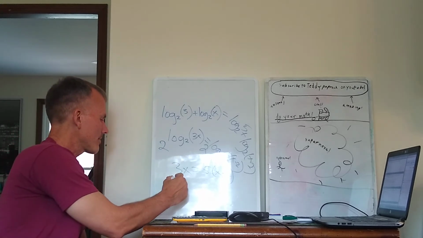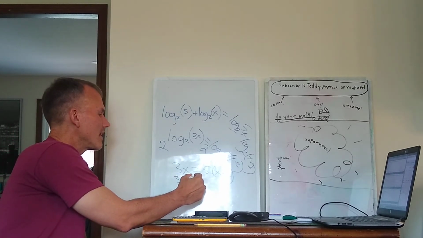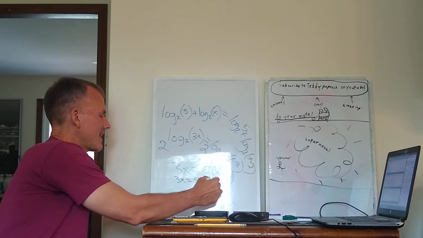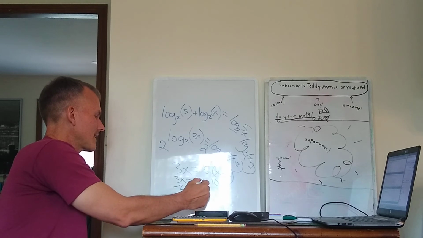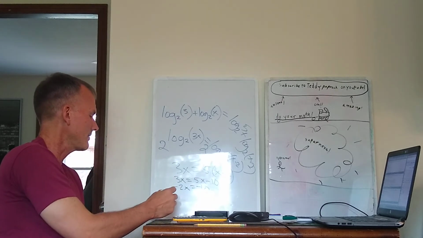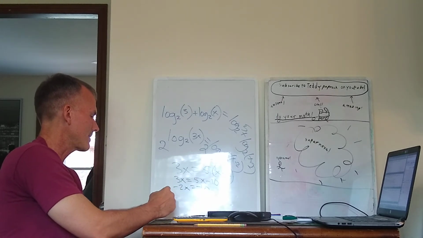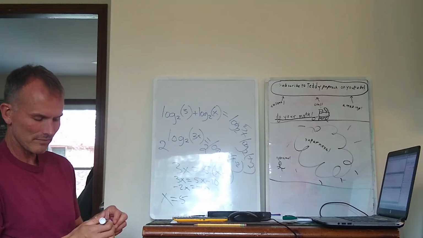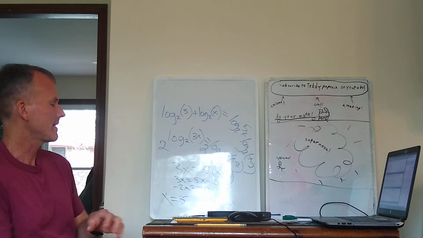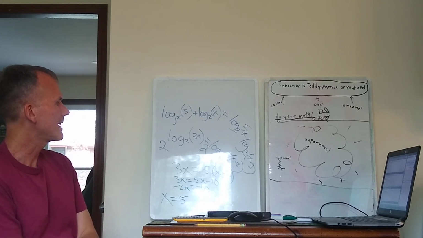Let's do this. So 3x is 5x minus 10. And let's see, negative 2x is negative 10. And then I'll divide by negative 2 as my final step and get x is positive 5. Okay, and that looks great.